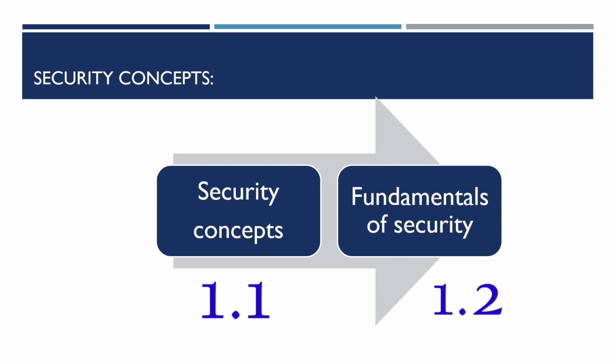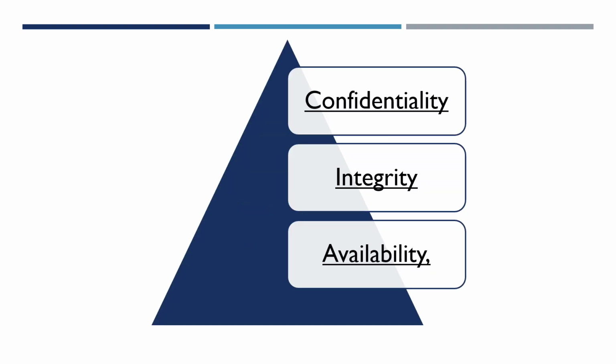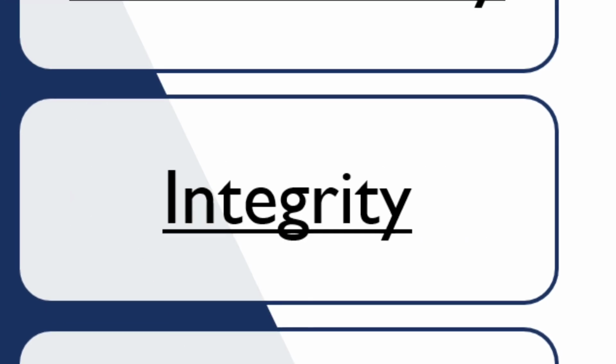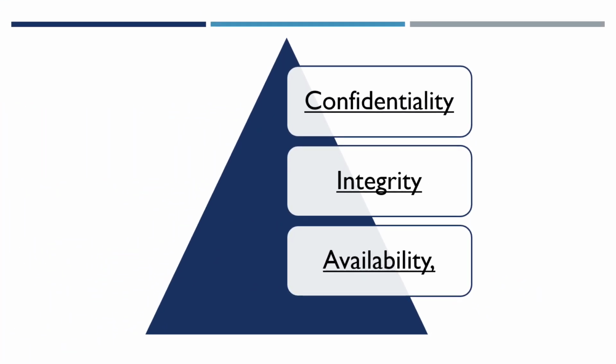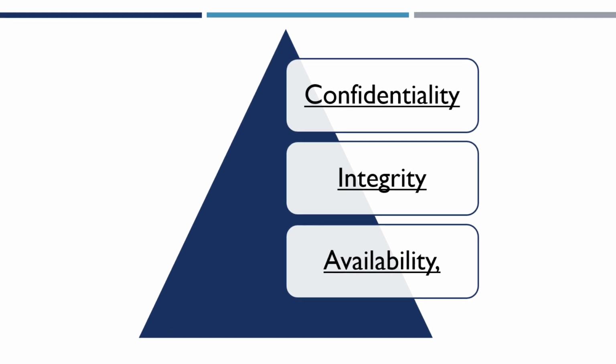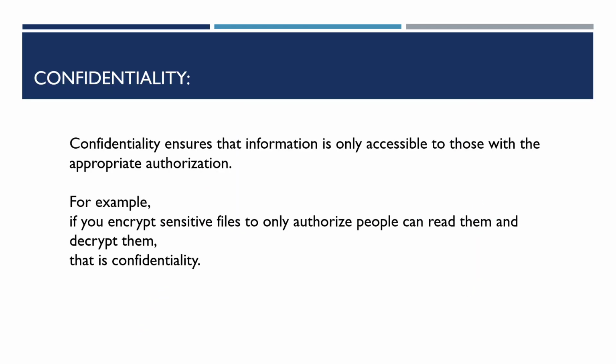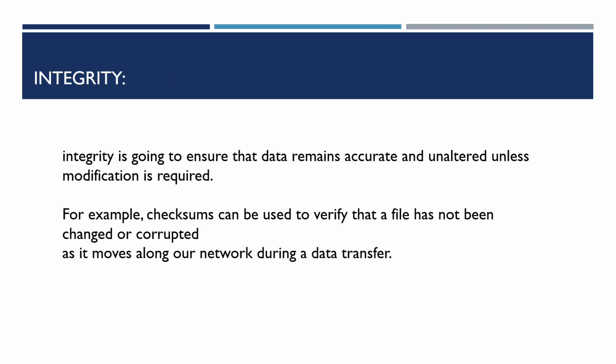So as we kick off this section, we're going to start with Objective 1.2. And we'll first start out by covering the CIA triad. Now, the CIA triad stands for confidentiality, integrity, and availability, and these are the three pillars of security. Confidentiality ensures that information is only accessible to those with the appropriate authorization. For example, if you encrypt sensitive files, only authorized people can read and decrypt them. That is confidentiality.